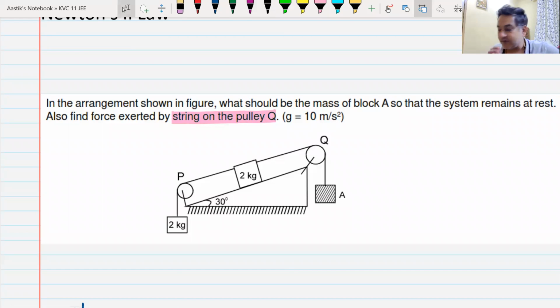Now, let us solve the previous question and get the answer. In the arrangement shown, what should be the value of mass of the block A so that the system remains at rest? System remains at rest means what? The system is in equilibrium. So you have 2 minutes to solve it. Let me know if you have the answer.